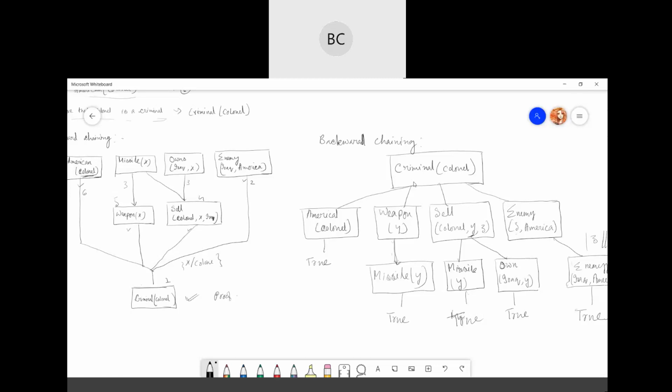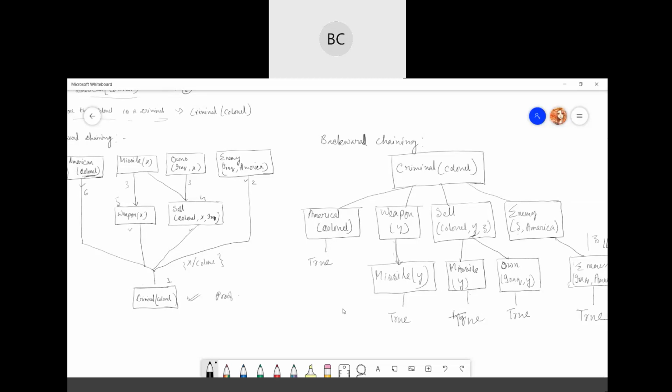Okay, just see for a while and let me know if it is clear, the process of forward chaining and backward chaining. The main thing is how you convert your facts into FOL, and based on those FOL or relationships you use, you can use forward chaining and backward chaining.